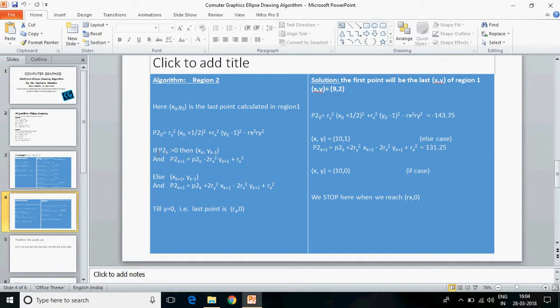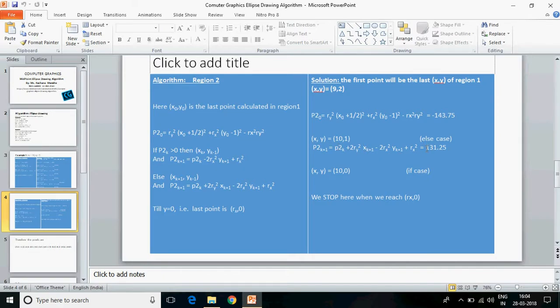We will check whether it is greater than 0 or less than 0. If it is greater than 0, this is the condition, else this is the condition. Here it is not greater than 0, so it is else xk plus 1 and y is decremented. So we are in the else part, x is incremented, 9 became 10 and 2 became 1, 2 minus 1. This is the condition. It is easy for you to locate because I have written here which case that we are following. And the new decision parameter equal to old decision parameter, that is minus 143.75 plus these values which can be calculated.